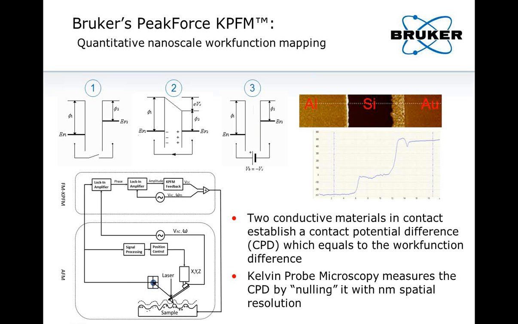An example to verify performance is shown on the right here, where we have an aluminum, silicon, gold layer, and we can see at the bottom the cross section through it, and clearly see the various contact potentials of the three materials indicated.